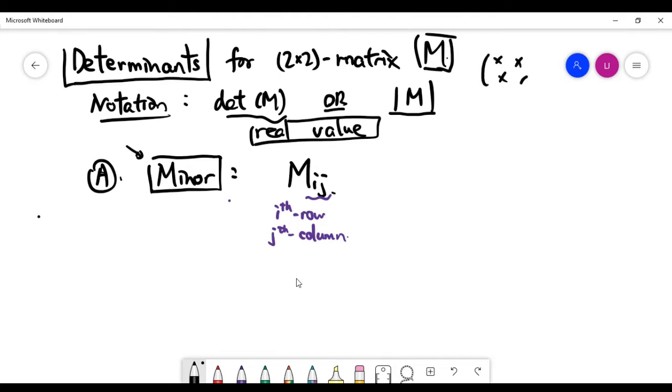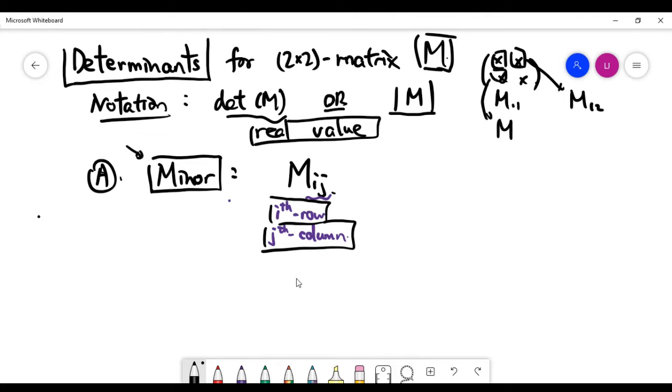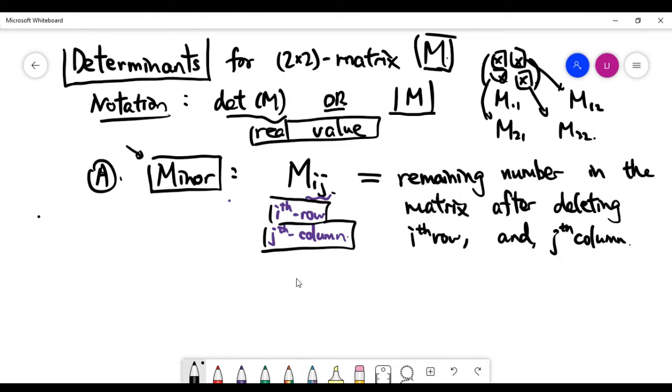Of course, now the matrix is small, but the concept of minor depends on the row and column you choose. So basically, for each spot, there's one minor, right? For example, for this spot, it's going to be the big M subscript 1, 2. And for this spot, it's going to be the big M 2, 1. This one is the big M 2, 2. And the definition of minor is that it is the remaining number after deleting the ith row and the jth column. And to illustrate this concept, let's look at a concrete example.